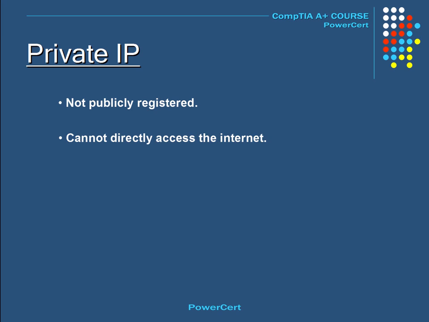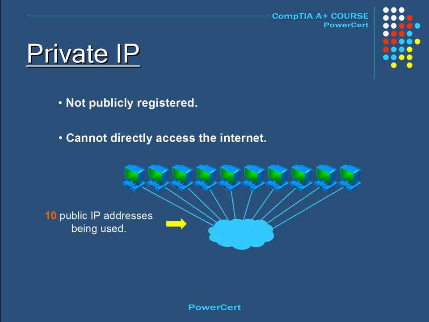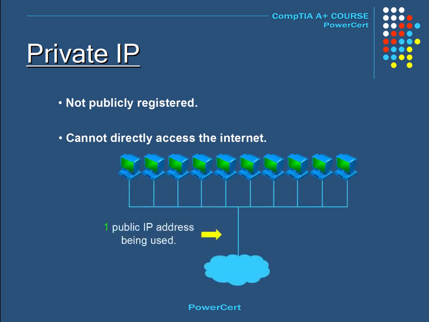So for example, let's say you have a small business and you need 10 public IP addresses so your employees can access the Internet. Now you could contact your ISP and ask them for these additional IP addresses, but that would be very expensive and unnecessary. So that's where private IP addressing comes in.